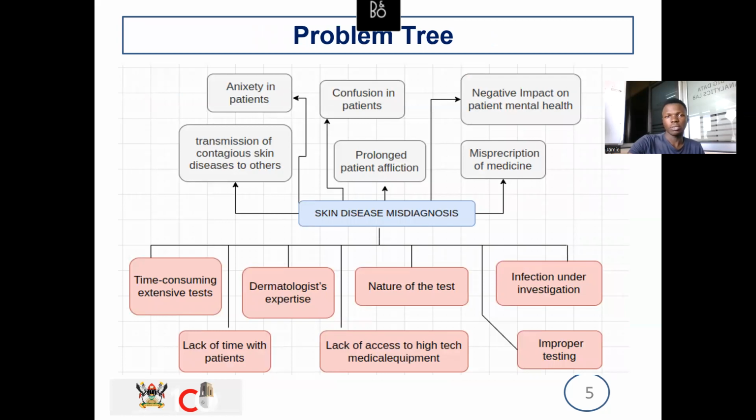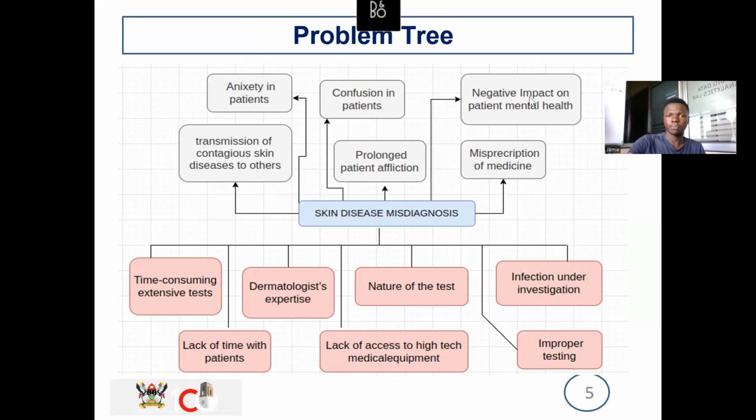For our problem tree, we're going to be looking at it in two ways: on the side of the patient and the side of the medical personnel. On the side of the medical personnel, it's time consuming. It requires high skill, and also the equipment being used is quite pricey or high tech.